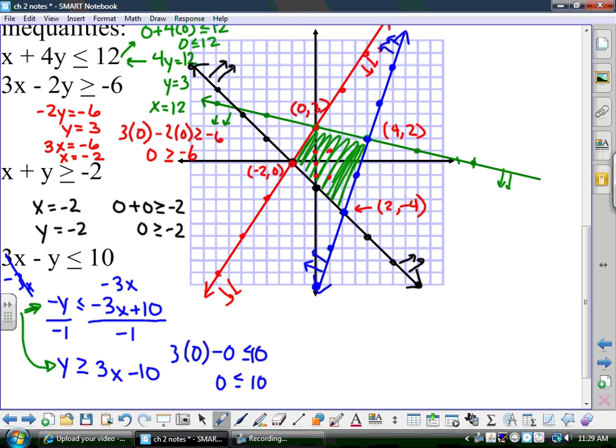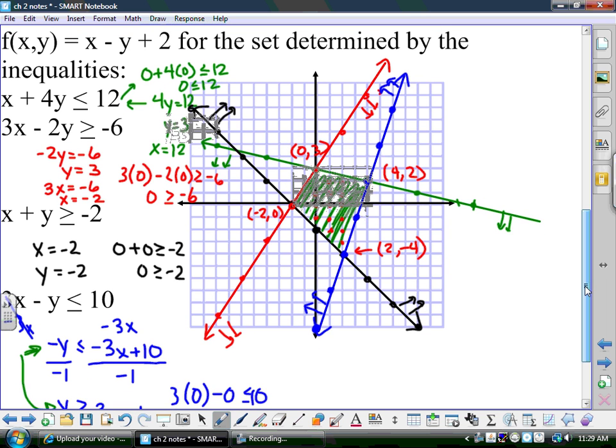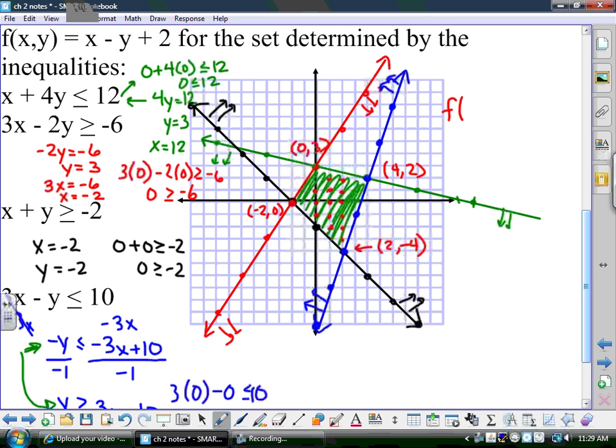Any of these infinitely many points here in the middle, yes, they are solutions to all 4 equations. If I plugged them in, I would get true inequalities for all 4, but none of those are going to be maximums or minimums for the f of x, y equation that we got. So now we're going to plug it in. The f of x, y equation, if we plug in 4, 2, we're going to get 4 minus 2 plus 2, which equals 4, and do that for all of the vertices.